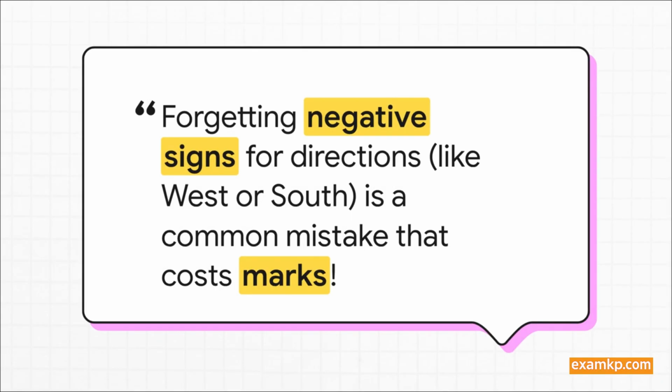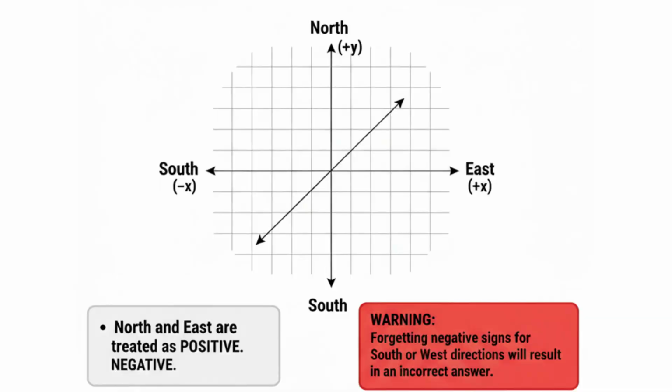Okay, listen up, because this is a classic trap. It's so easy to make this mistake. In your calculations, directions like west and south have to be treated as negative numbers. If you forget even one of those negative signs, your whole answer will be wrong. It's such an easy way to lose marks, so be careful.